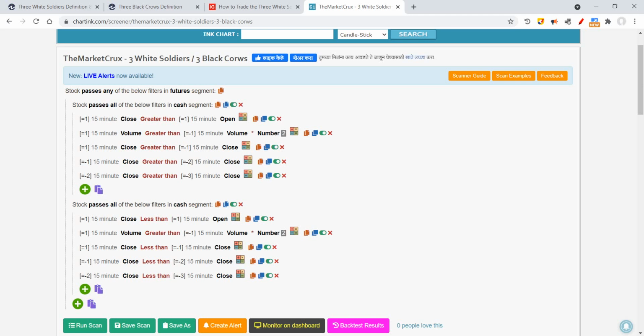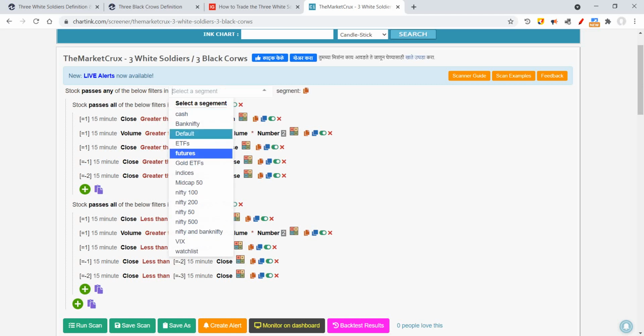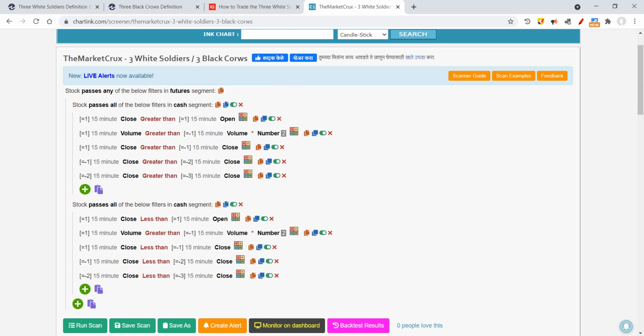But if you want to look for some stocks which are outside the futures segment, that can also be done very easily by changing this filter from futures to cash. We'll not go into that, because personally I prefer to trade always in the futures stocks only. Then come the criteria over here. I'll be covering in detail the three white soldiers criteria.